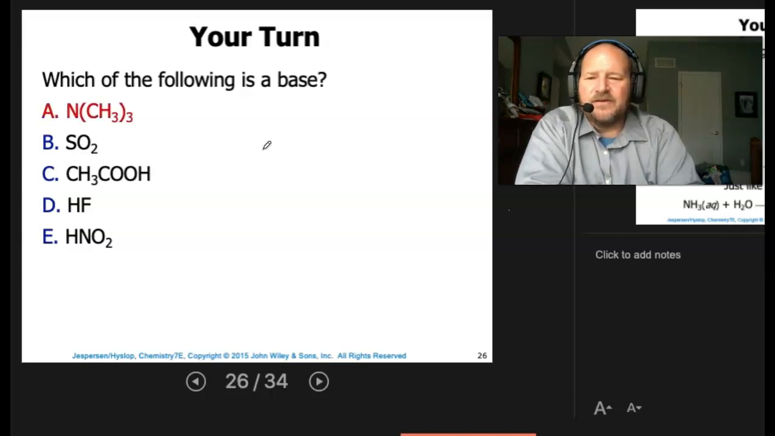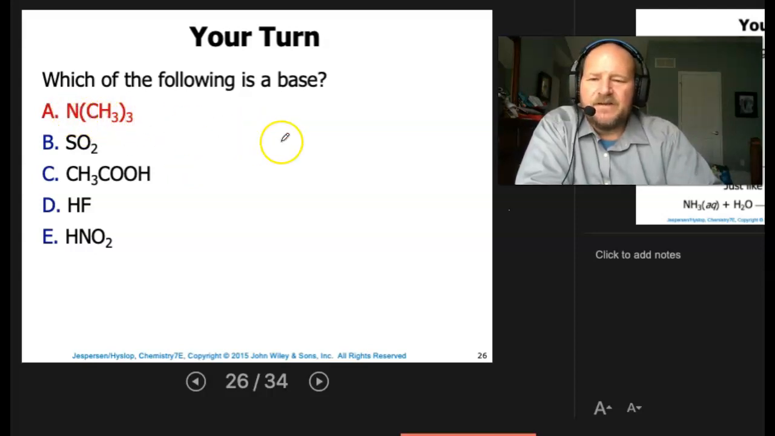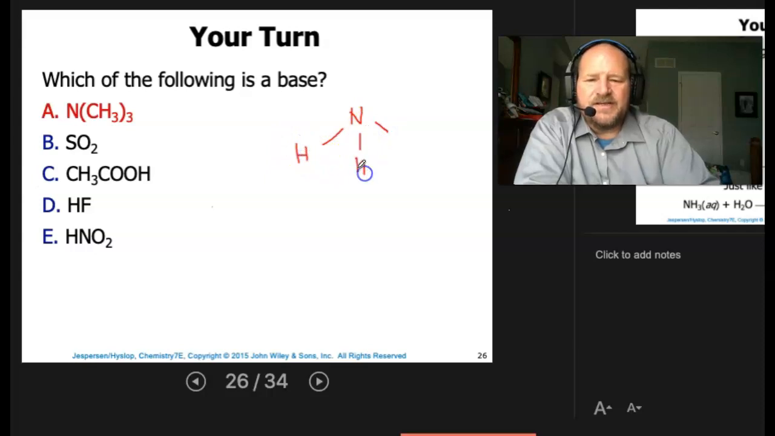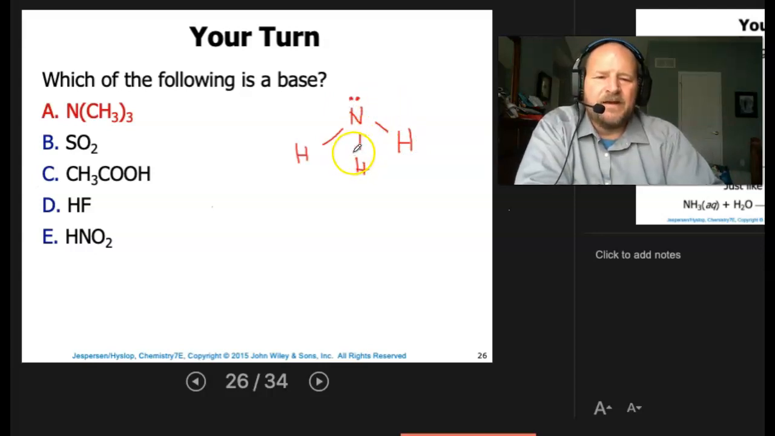All right, which of the following is a base? And hopefully you picked A, right? The reason why we're going to pick A is we have that nitrogen there, and it's going to be very much like ammonia. So remember, ammonia was NH3. The reason why it becomes a base is it has this lone pair of electrons. Now remember, a base can accept a proton, which would be H+. So that's where that happens, these two interact.